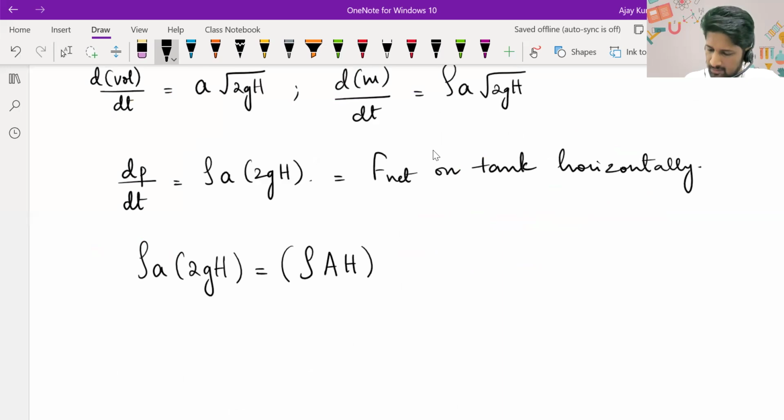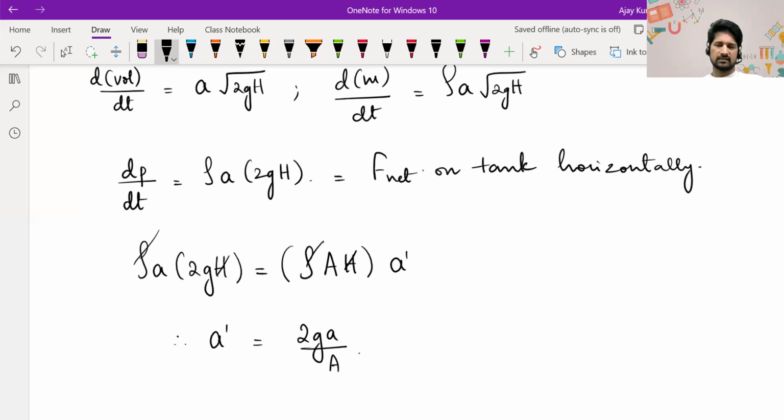That is mass multiplied with acceleration. Acceleration, let's call it A dash. That's all. Rho gets cancelled, H gets cancelled. Therefore, acceleration just when the stopper is opened is 2g small a divided by capital A. That's the acceleration of liquid in the tank when the stopper is just opened.